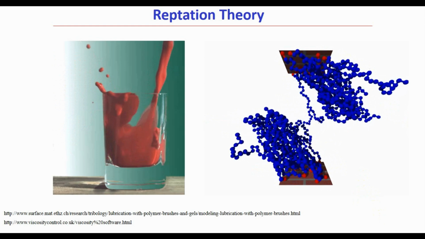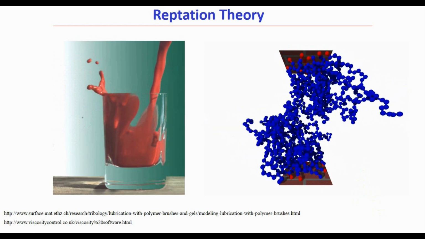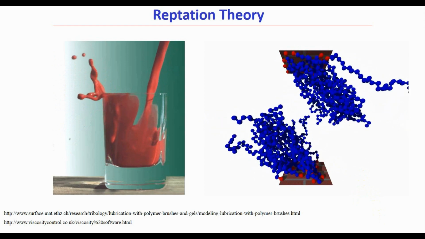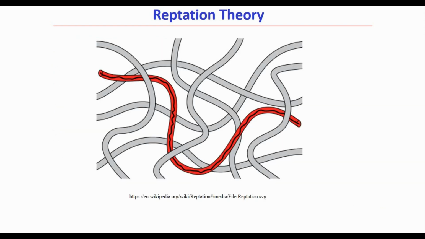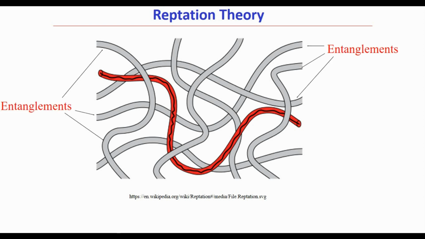The reptation model describes the thermal motion of long and linear molecules in solutions or in a melt. The main feature of the theory is that polymeric chains are entangled. Entanglements represent temporary or non-chemical crosslinks that restrict the chain movement.